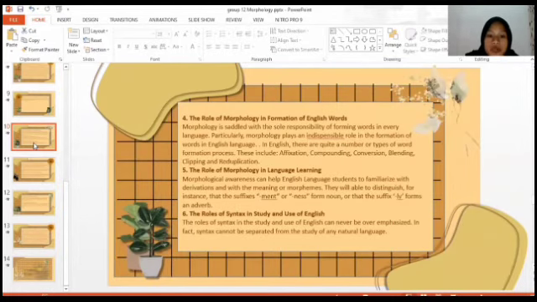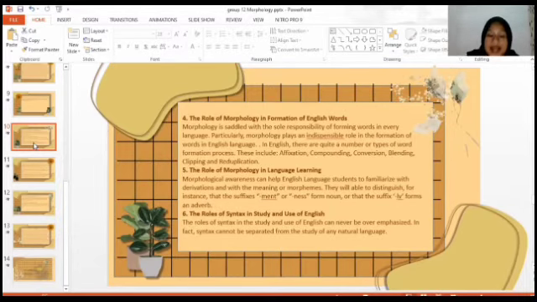4. The role of morphology in formation of English words. Morphology is saddled with the sole responsibility of forming words in a given language. Particularly, morphology plays an indispensable role in the formation of words in the English language. In English, there are quite a number of word formation processes that include affixation, compounding, compression, blending, clipping, and reduplication.